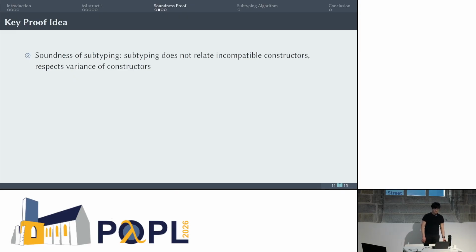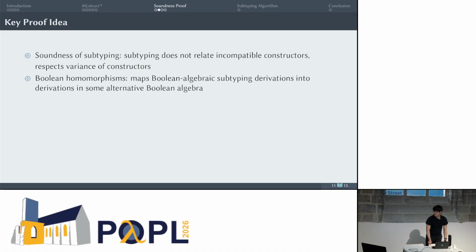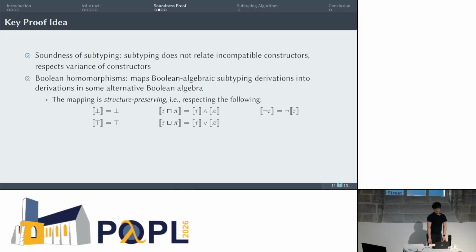In order to do this, we make use of what we call Boolean homomorphisms, which map Boolean-algebraic subtyping derivations into derivations in some alternative Boolean algebra. So what are Boolean homomorphisms? They are mappings that are structure preserving, which means they respect the following laws. They map bottom and top to bottom and top respectively, and they map intersection, union, and negation types into the meets, joins, and complements respectively. And by alternative Boolean algebra, we mean it can be the Boolean algebra of types itself or some power sets, etc.